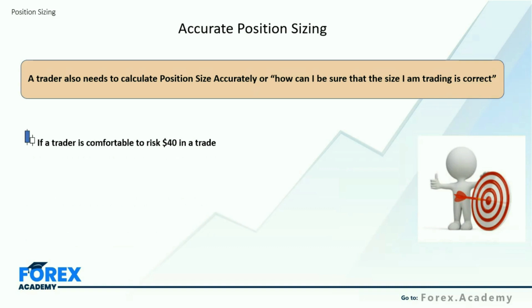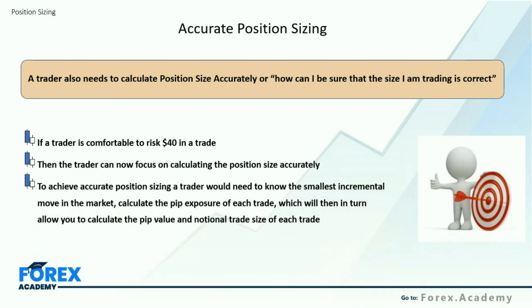So if a trader, as we've discussed, is comfortable to risk $40 in a particular trade, then the trader can now focus on calculating the position size accurately. So once we know what that monetary amount is, then we can start to focus on being accurate when we're executing trades in these markets. So to achieve accurate position sizing, a trader would need to know a number of items.